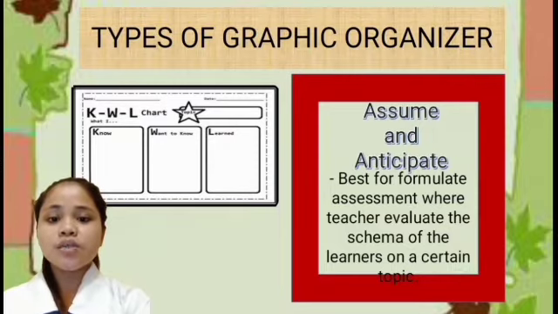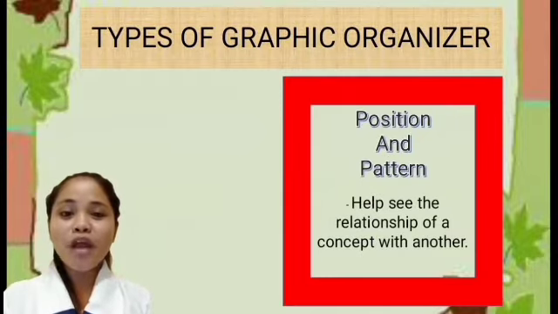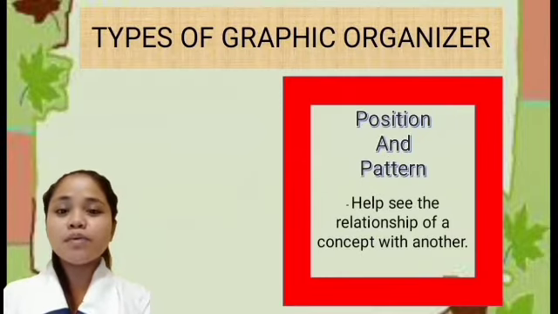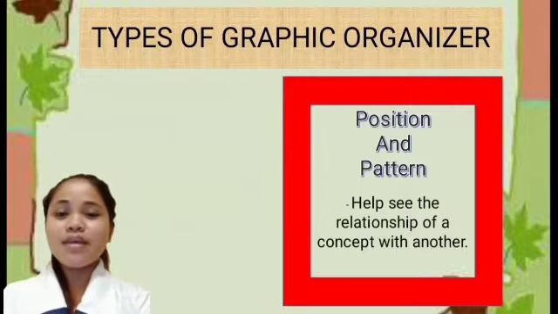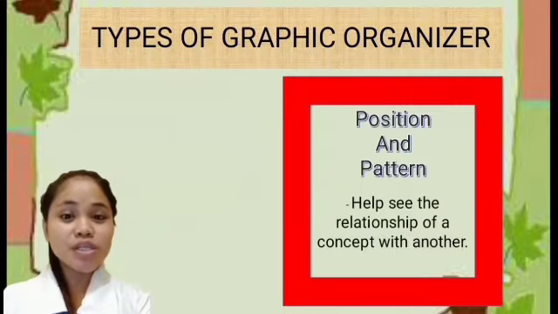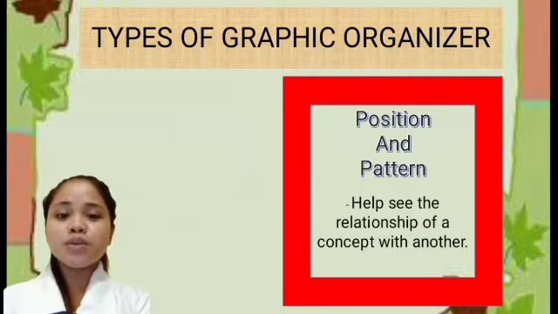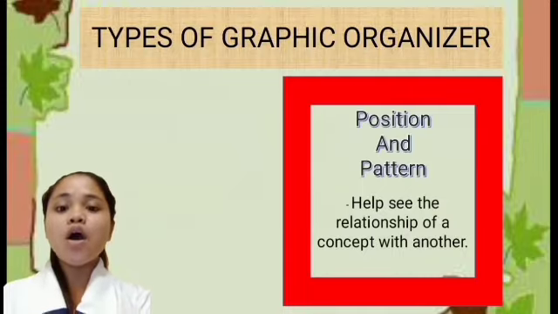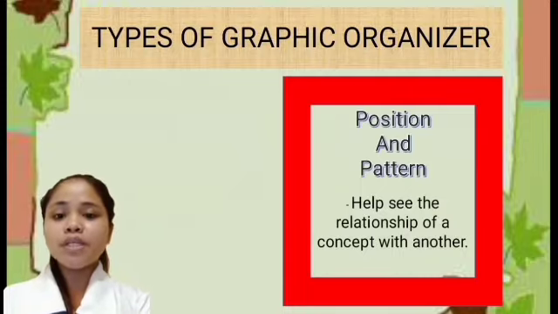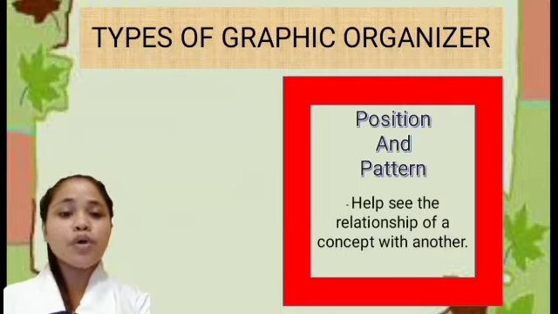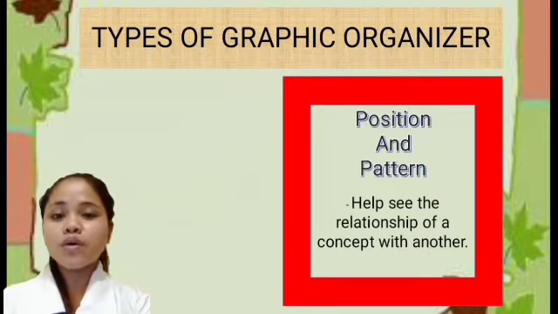It is organized into a form of 3 columns. The first is known, the second is want to know, and the third is learn. The second type of graphic organizer is position and pattern. This type of graphic organizer helps teachers and students see the relationship of a concept with another, particularly in chronological order, and how the pattern occurs with another and reoccurs in different contexts and events.